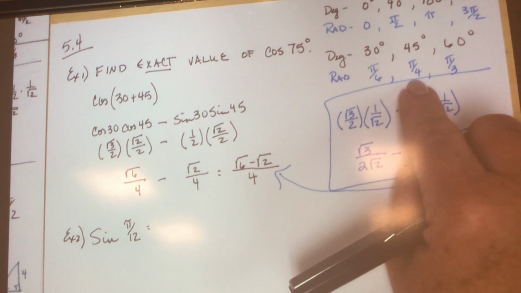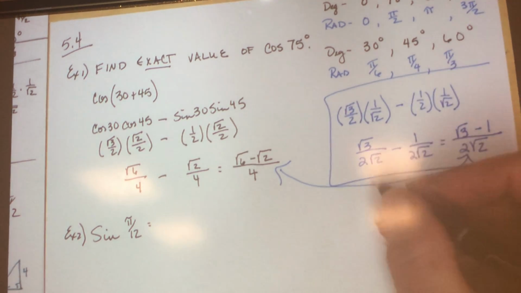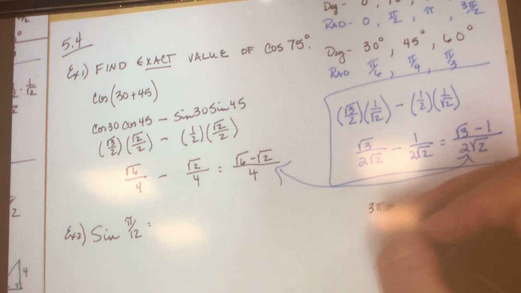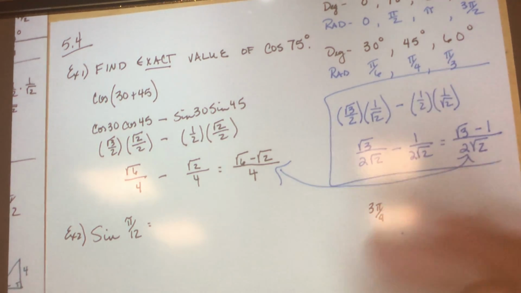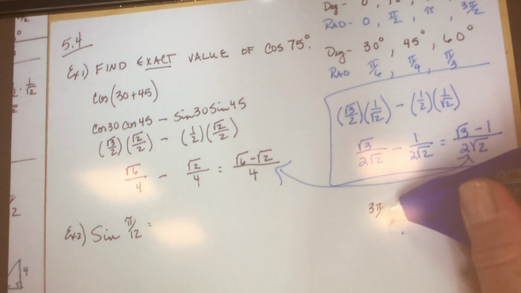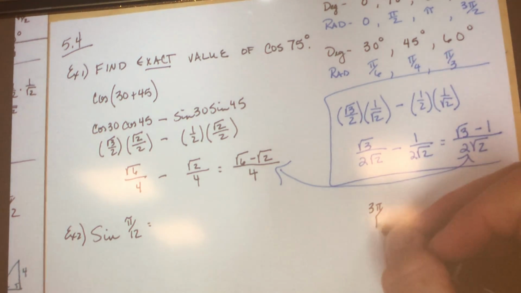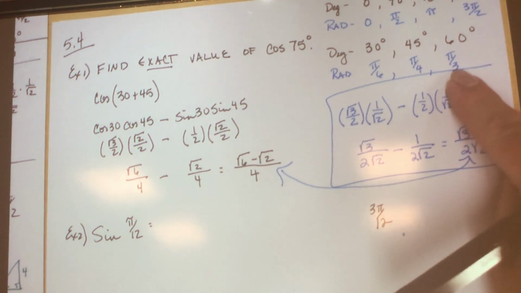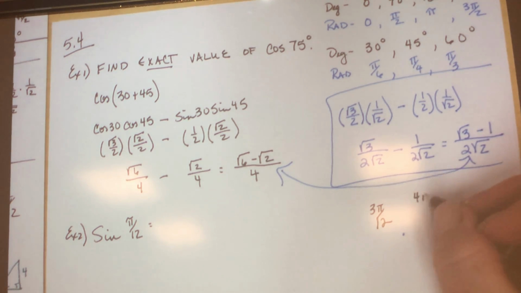What would I multiply this guy by? 3. So do you agree that he's going to be 3 pi over 12? Yes, 3 pi over 12. What would this guy be? 4 pi over 12.